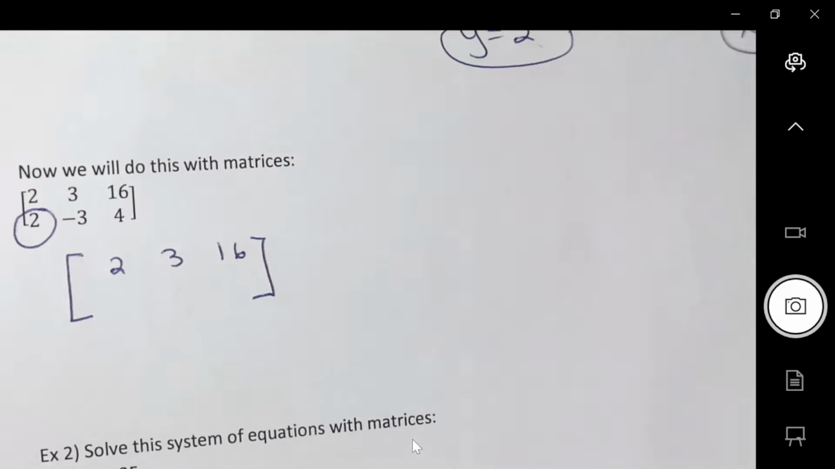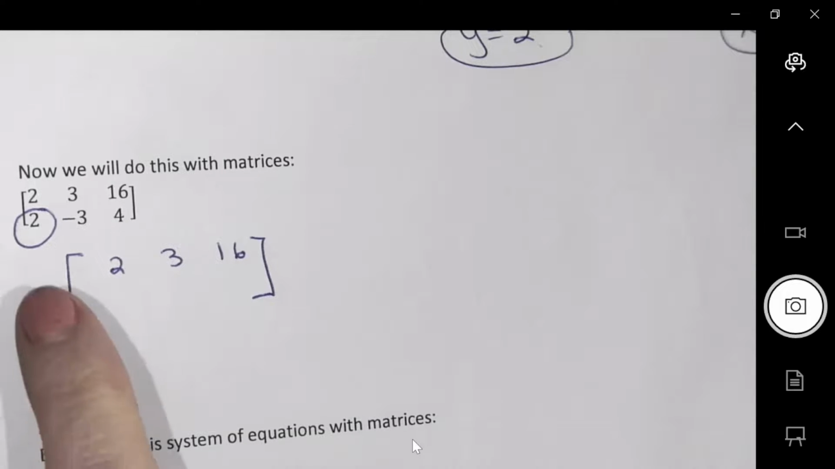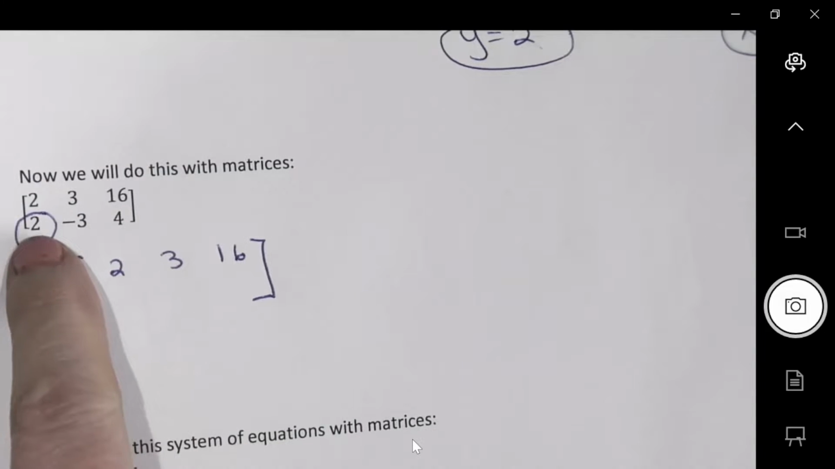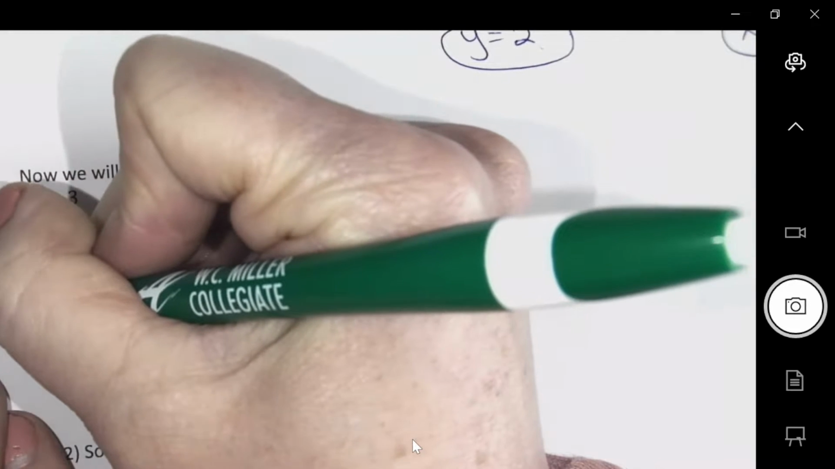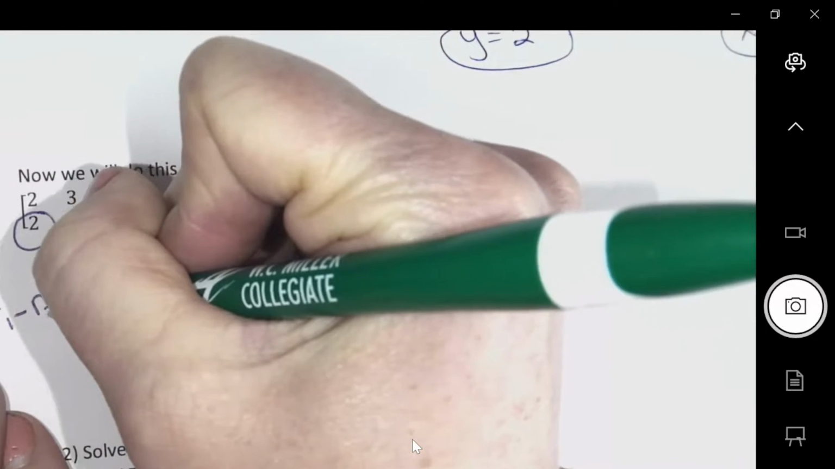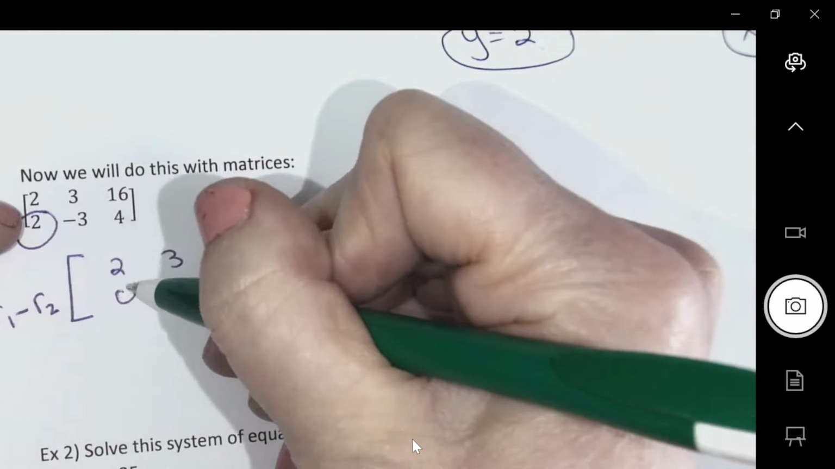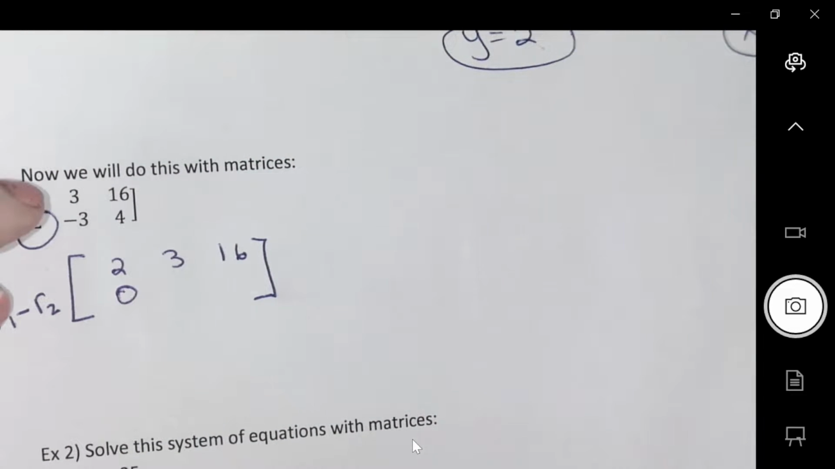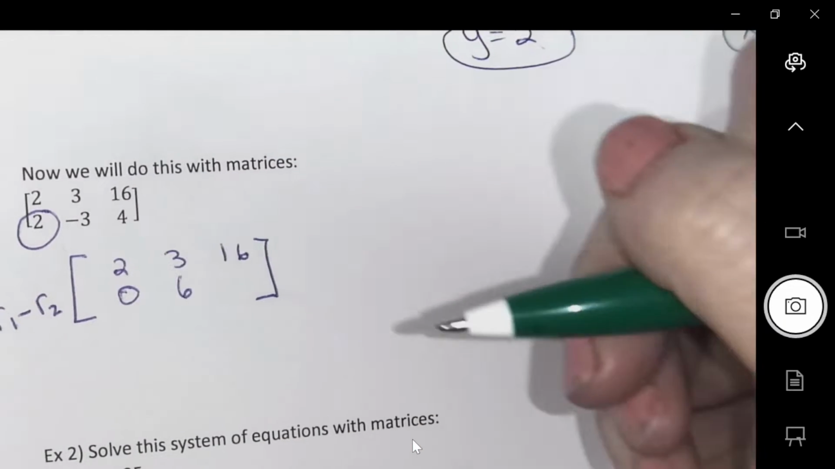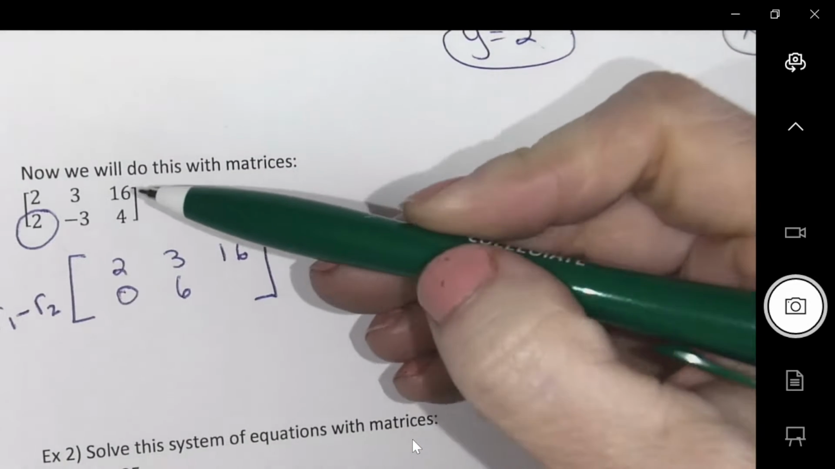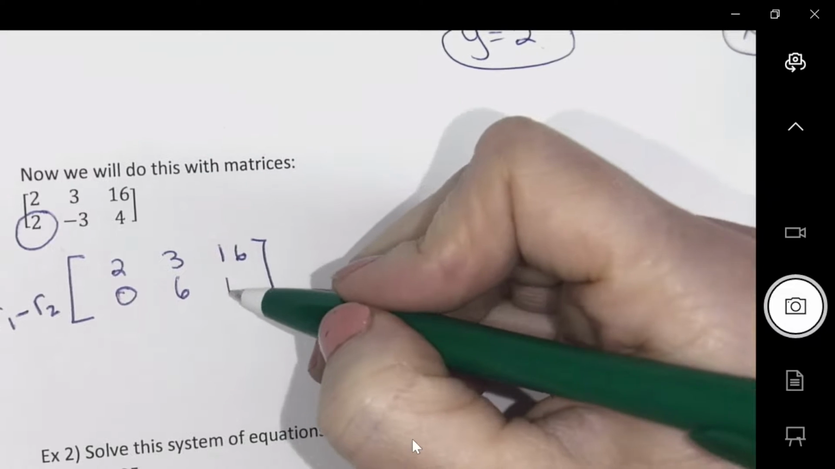So I'm going to rewrite the first line. Okay, how am I going to get a 0? I'm going to take row 1, subtract row 2. Okay, so 2 subtract 2 is 0. 3 subtract negative 3 is 6. 16 subtract 4 is 12.